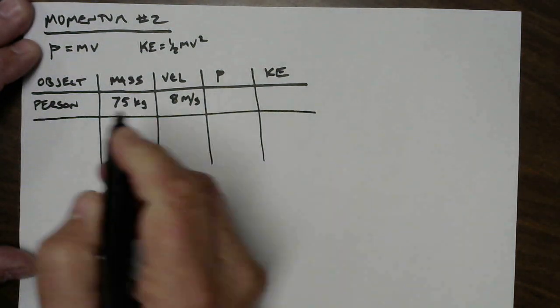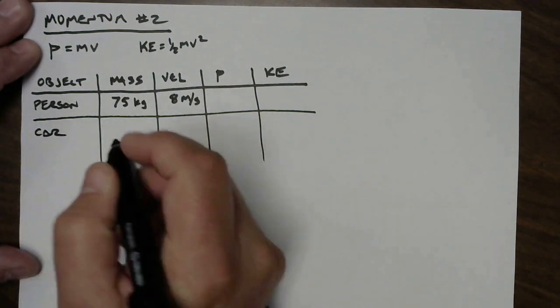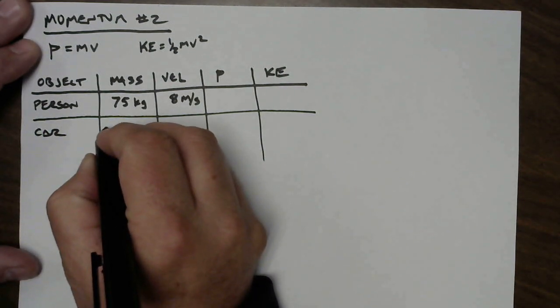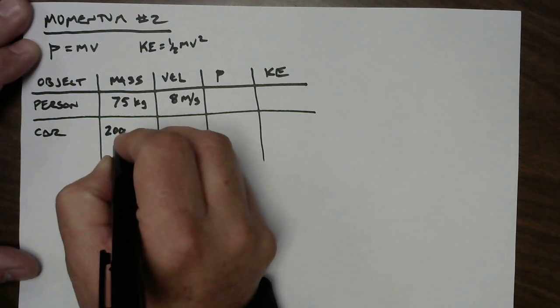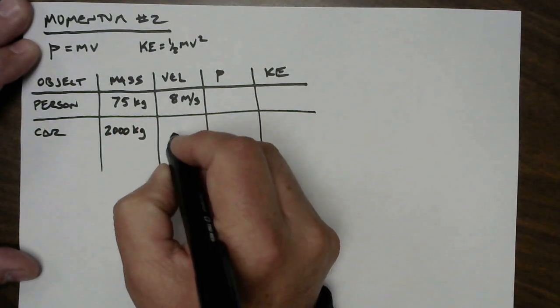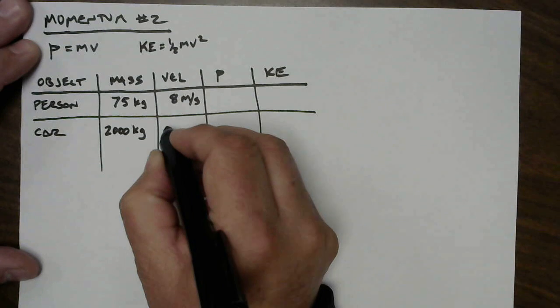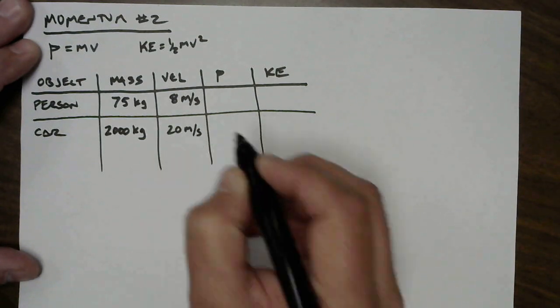Second thing we're going to do is we're going to do a car. And cars have a much larger mass, let's say about 2,000 kilograms. And they drive a little faster, so let's give them a 20 meter per second velocity.